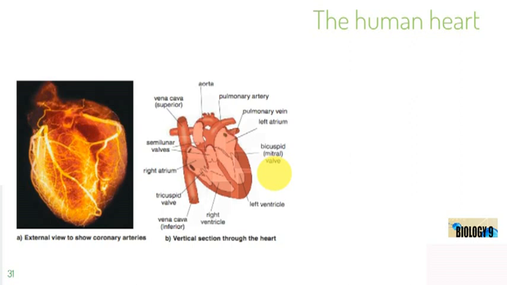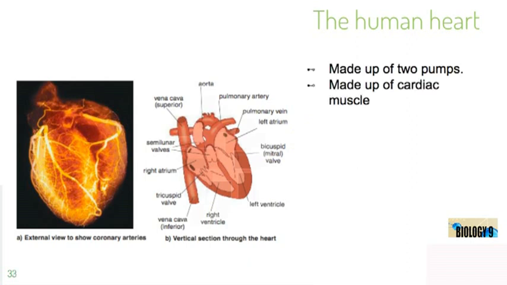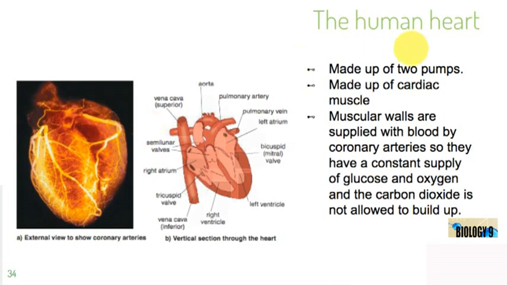Okay, so let's have a look here at the working of the heart. I'm just going to break this down into a few steps for you. These are just a few points re-emphasizing what I've just gone through. Two pumps, cardiac muscle, a lot of this is muscle, and you've got the coronary arteries that are providing a constant supply of glucose and oxygen, so the carbon dioxide does not build up.